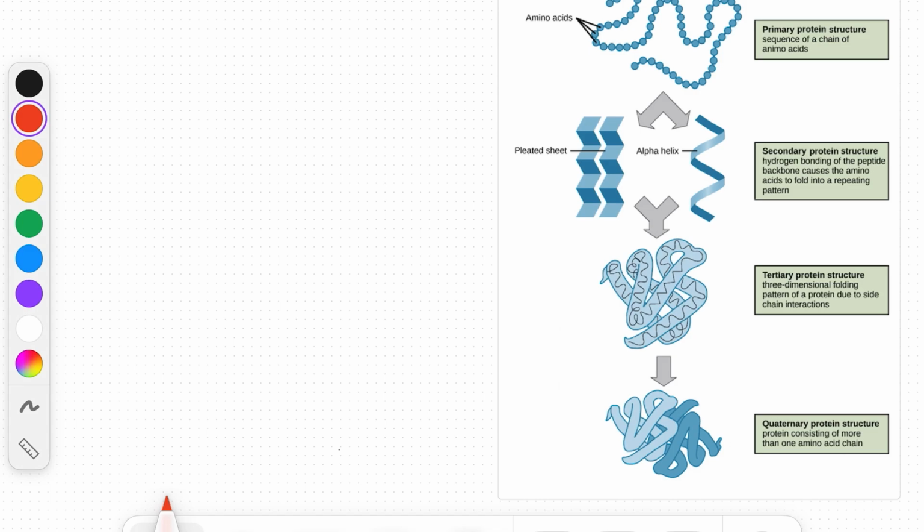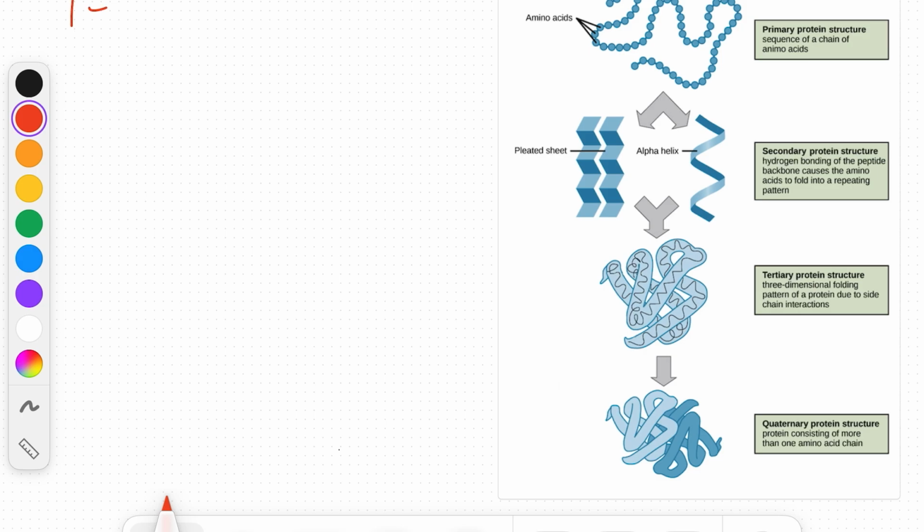Primary structure is a sequence, a chain of amino acids. With the primary structure, it is specifically the sequence of amino acids. Yes, they're held together by peptide bonds, but that is not the primary structure. The primary structure is the order of the amino acids.